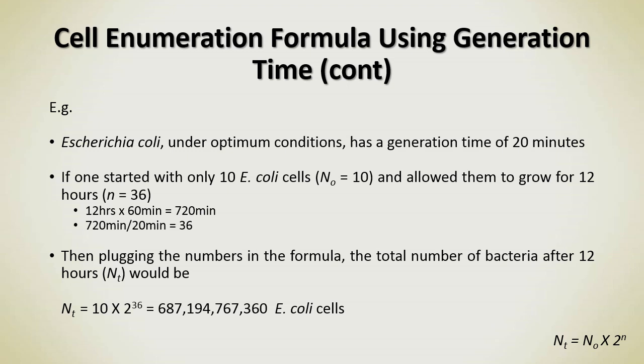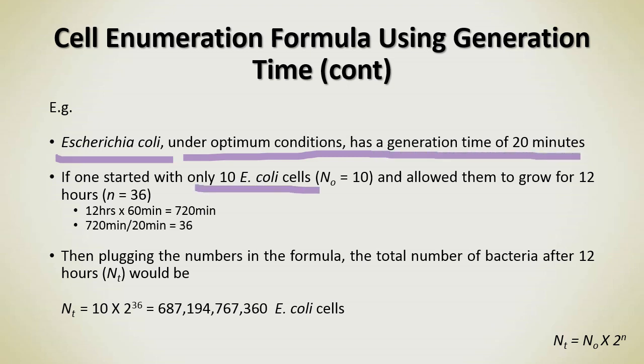Okay, this is an example on E. coli, or Escherichia coli. Under optimal conditions it has a generation time of 20 minutes. If one started with 10 E. coli cells, which means N0 equals 10, and allowed them to grow for 12 hours, then n equals 36. How do we get this value of 36? 12 hours times 60 minutes per hour gives 720 minutes, and 720 minutes divided by the 20 minutes of generation time gives n equal to 36.